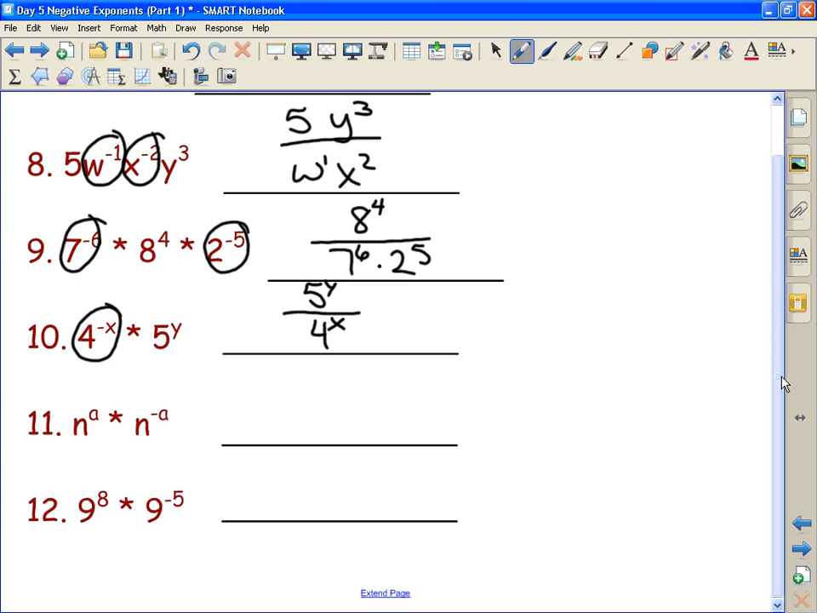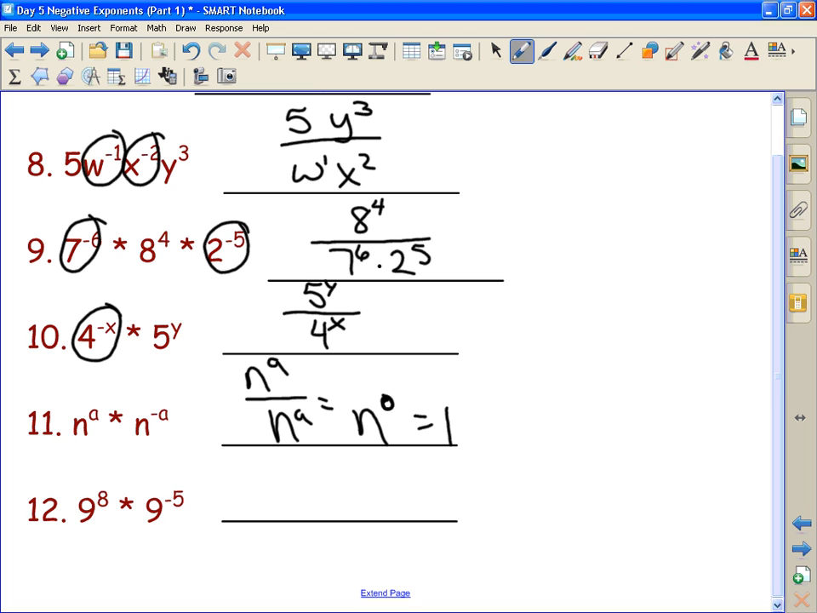Number 11. I really like number 11 because this gives us 2 different options to do this problem. I could simply say, well, I know that I should add those up. So A plus negative A is n to the 0, which I know is 1. That's one way to think about it. We could also get rid of our negative exponent and write it as n to the a over n to the a, which then we could subtract a minus a to get n to the 0, which is 1. So there's more than one way to do that one.